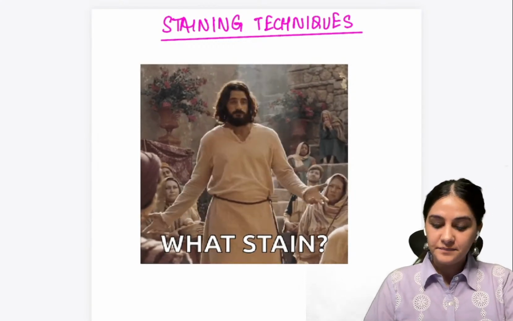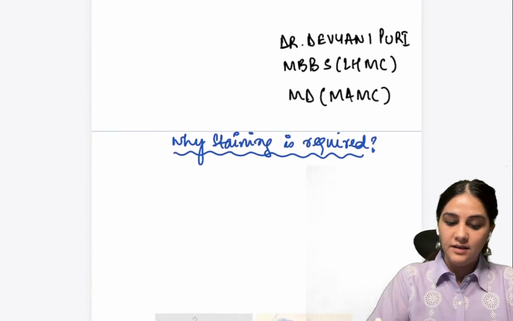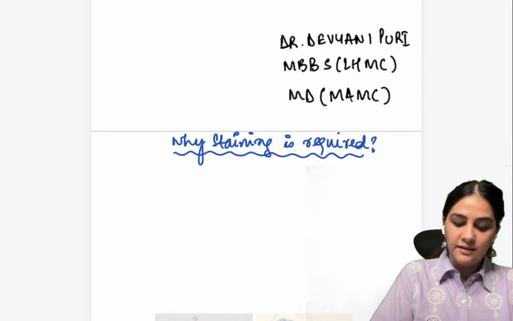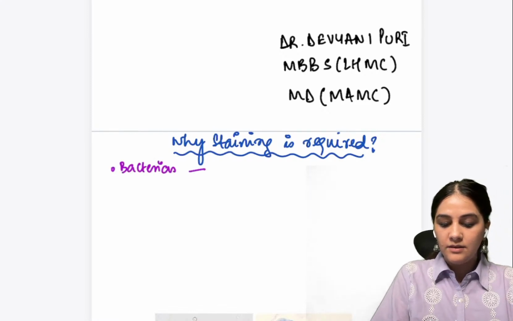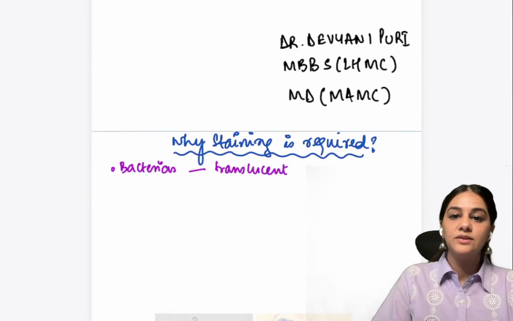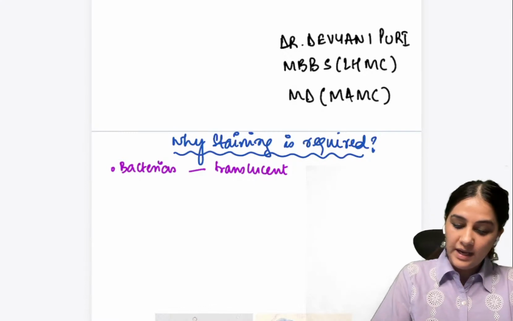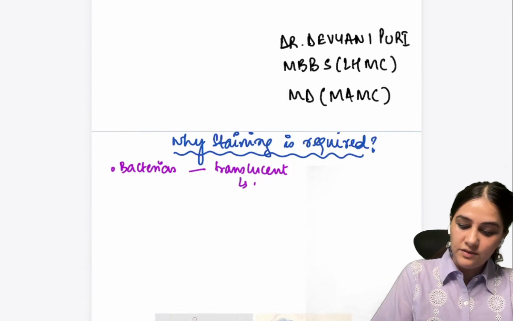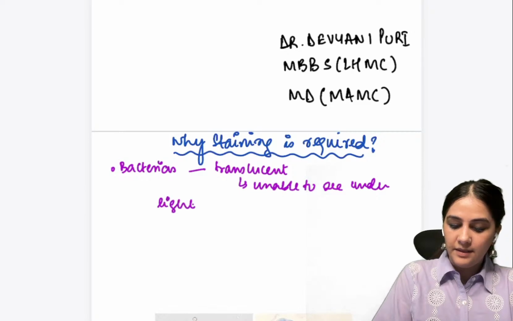So the first thing that I want to talk to you about is why staining is required, right? We all know that bacteria are actually translucent, right? So when bacteria are translucent, we are unable to see these structures very nicely on the light microscope.